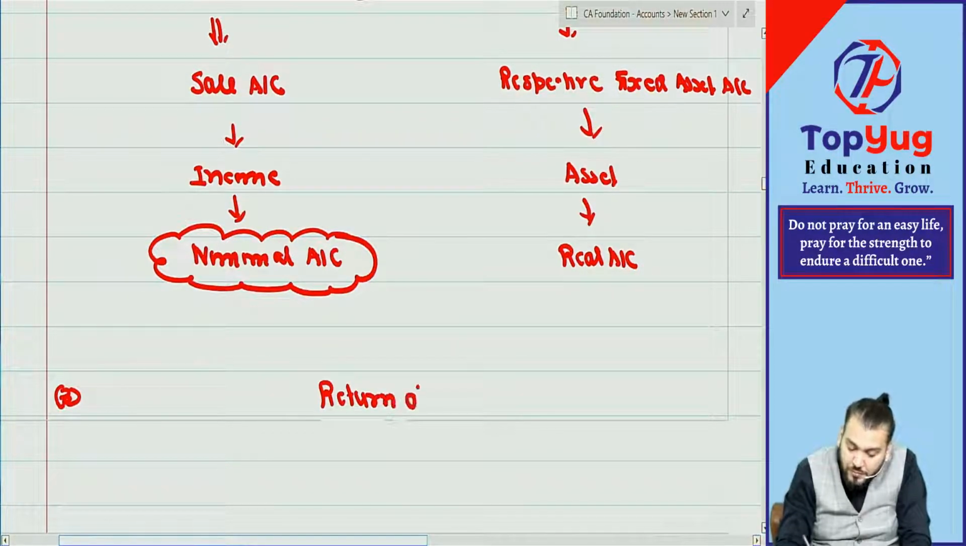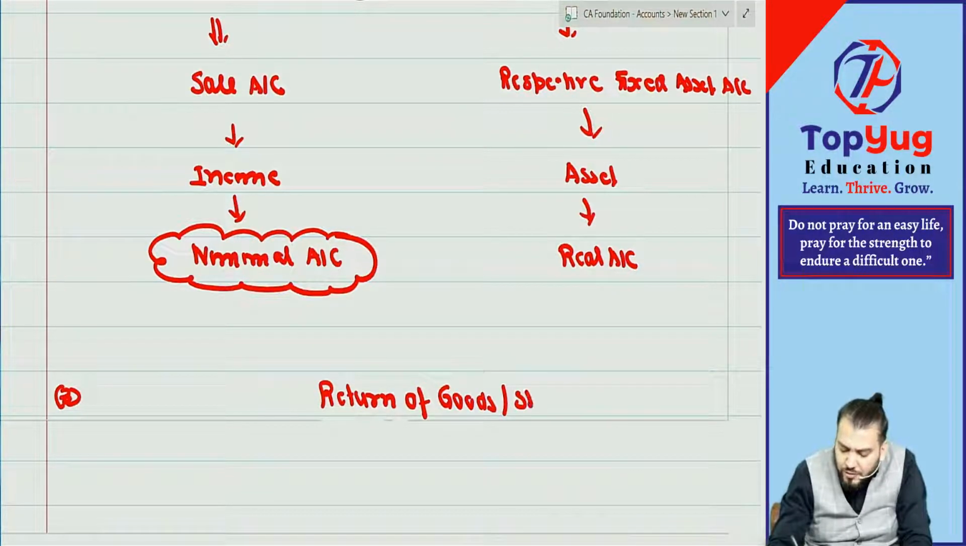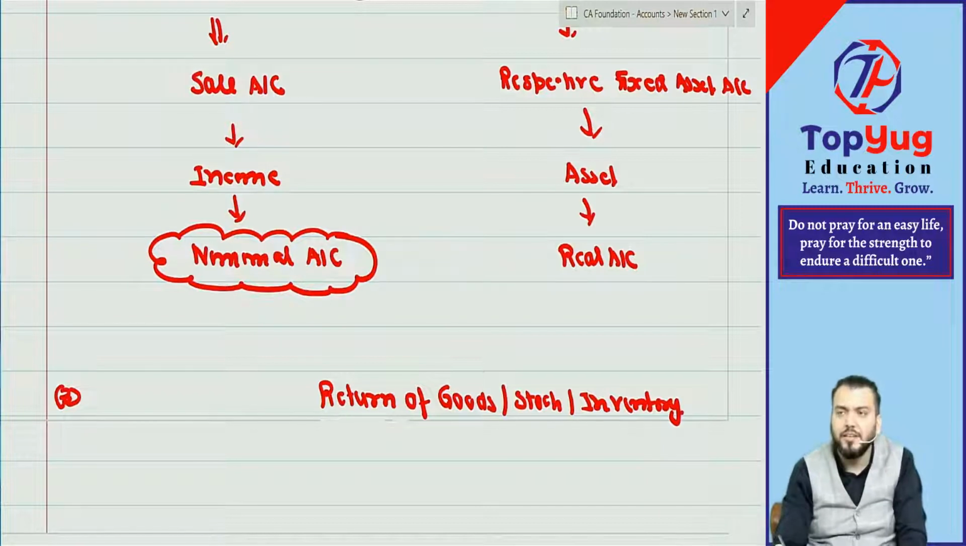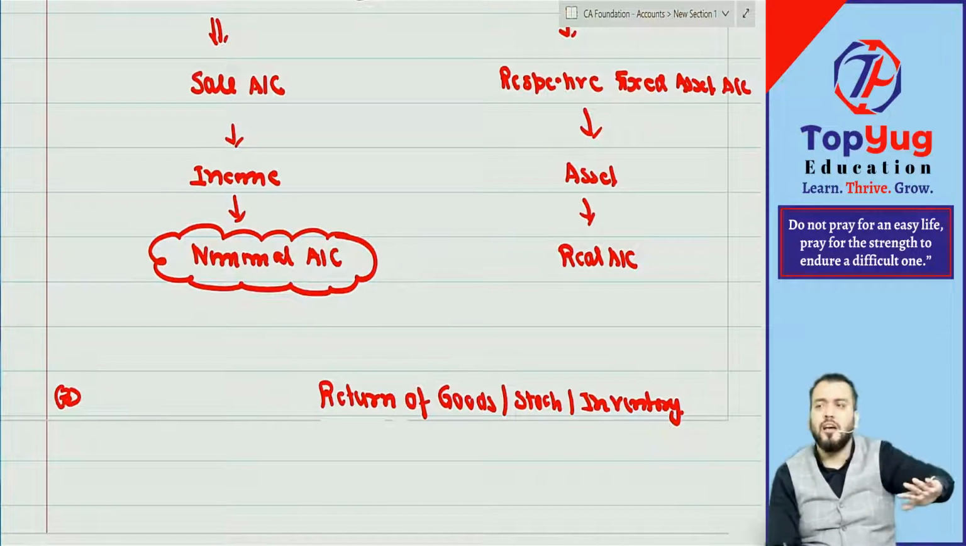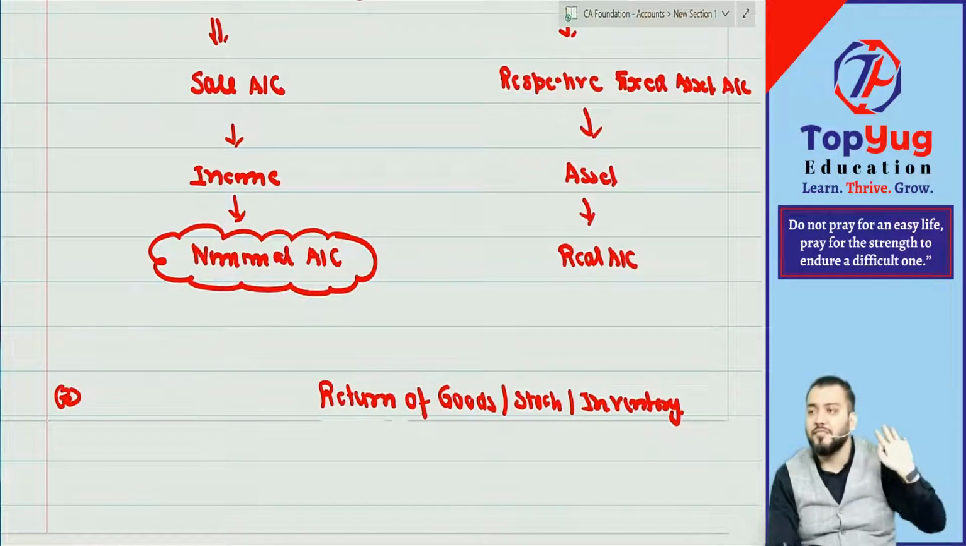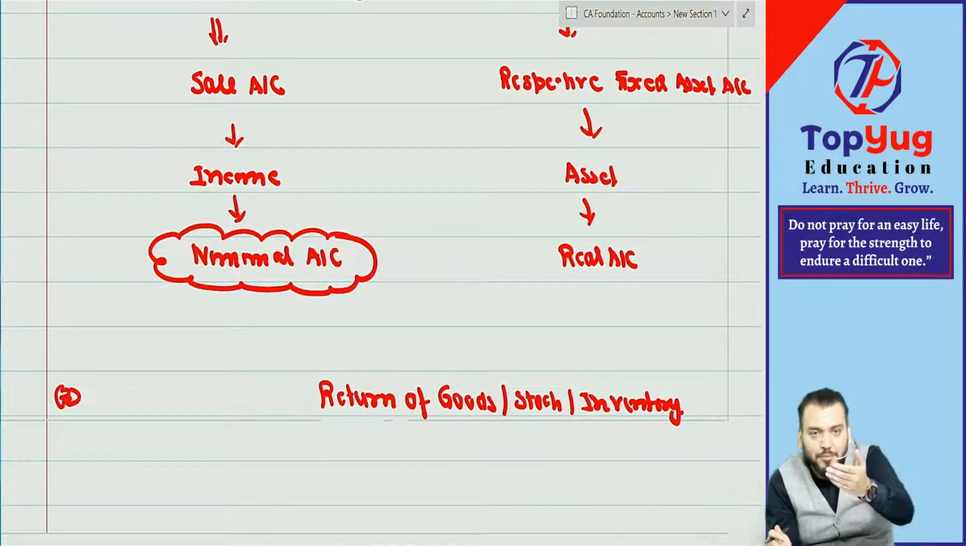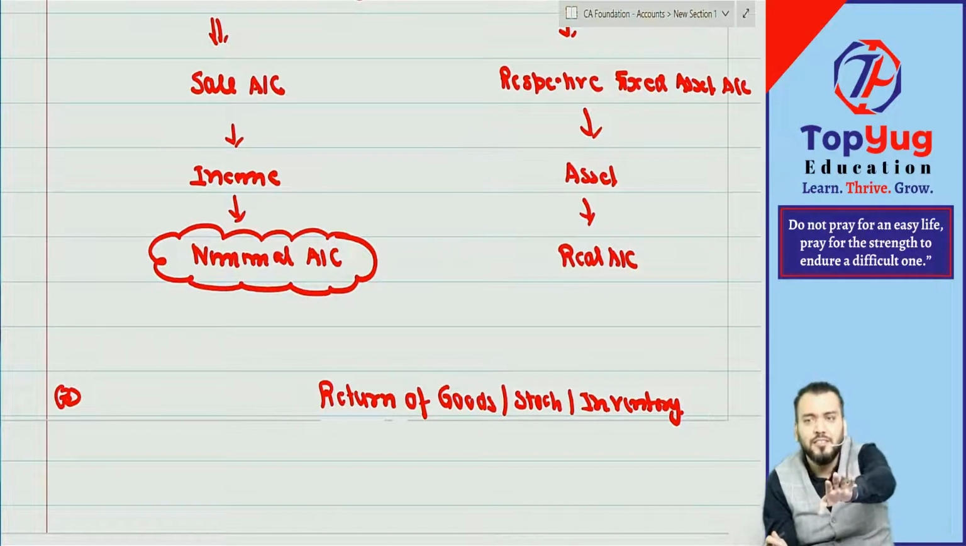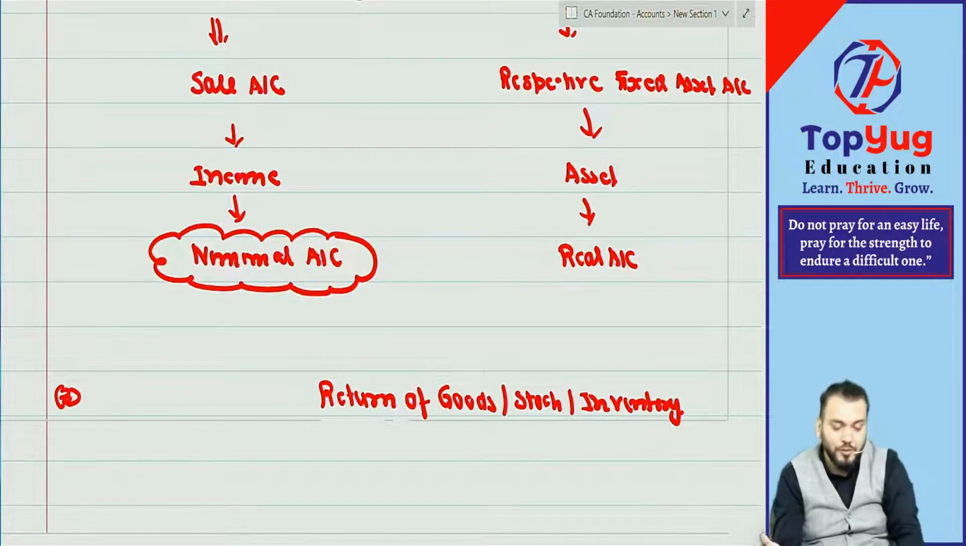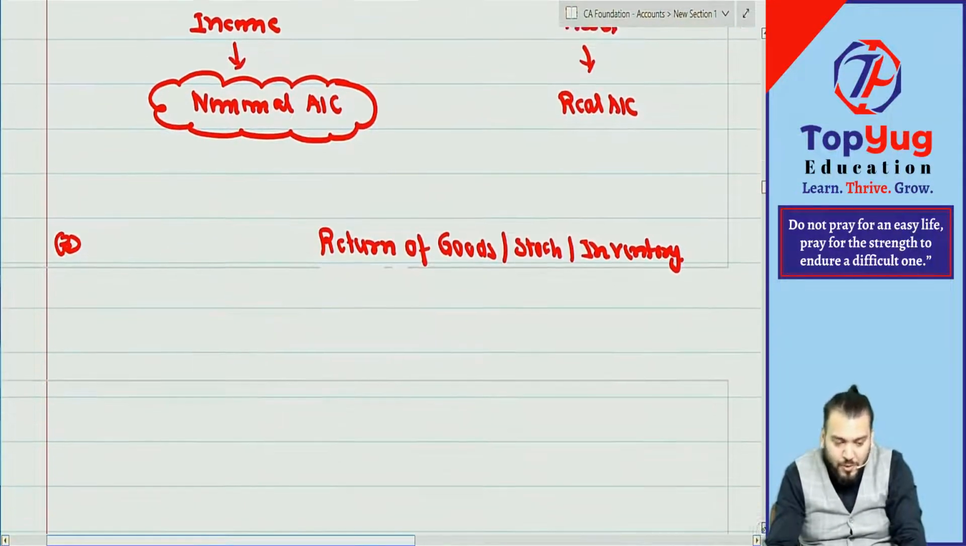So return of goods. Goods are also known as stock or inventory. Return of goods or inventory. So I purchased some goods, I found it defective, now I am returning it. This is not a sale. Understand? Suppose I purchased from you, I found it defective. So I can return it. This is not a sale now. This is return of goods. I hope you understood what I want to say.